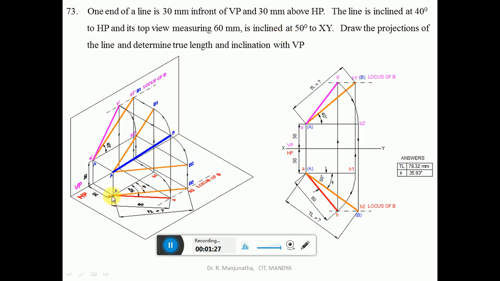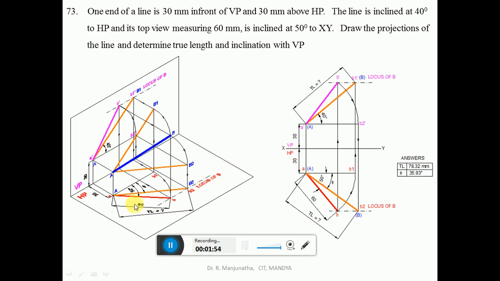So from A, you draw a line which is inclined at 50 degrees to XY line to a length of 60 mm. So from A, you draw a 50 degree line to a length of 60 mm. So you're going to get this point B. Then draw a dark line here, AB. This will be the locus of B in the top view.